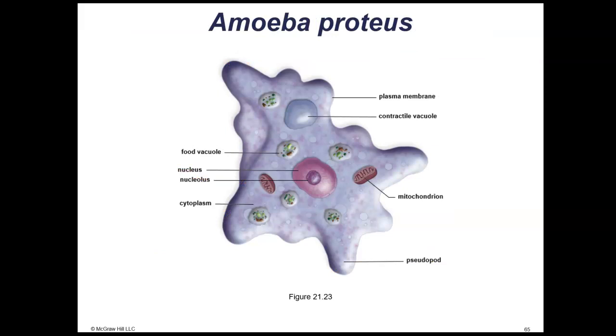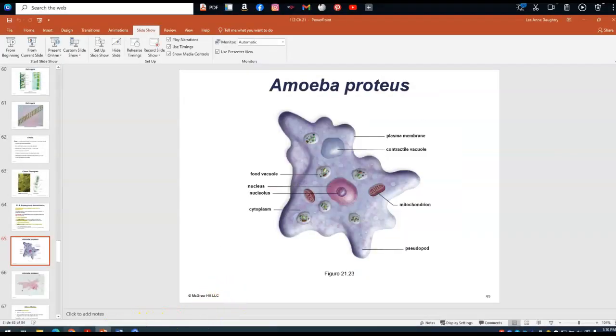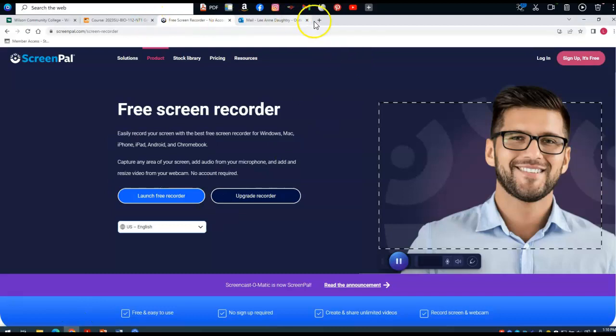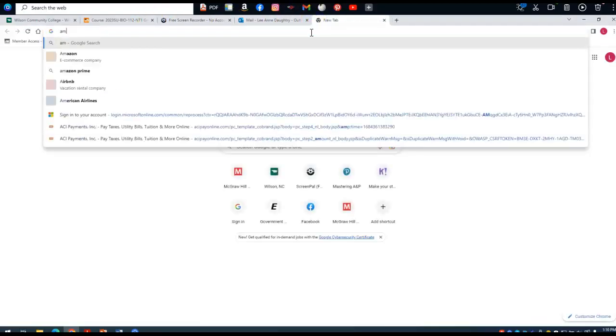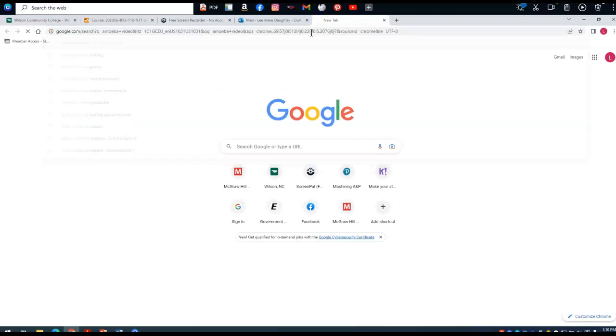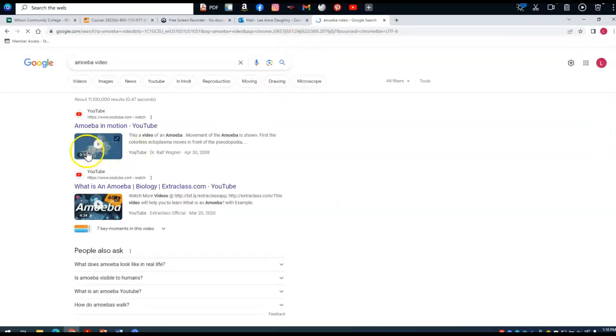All right, and here's just an illustration of an amoeba, and this is a pseudopod. Pseudopods change shape all the time. The amoeba is just constantly changing shape and moving. In fact, the only way to really understand this is to see it. So let's just watch one.